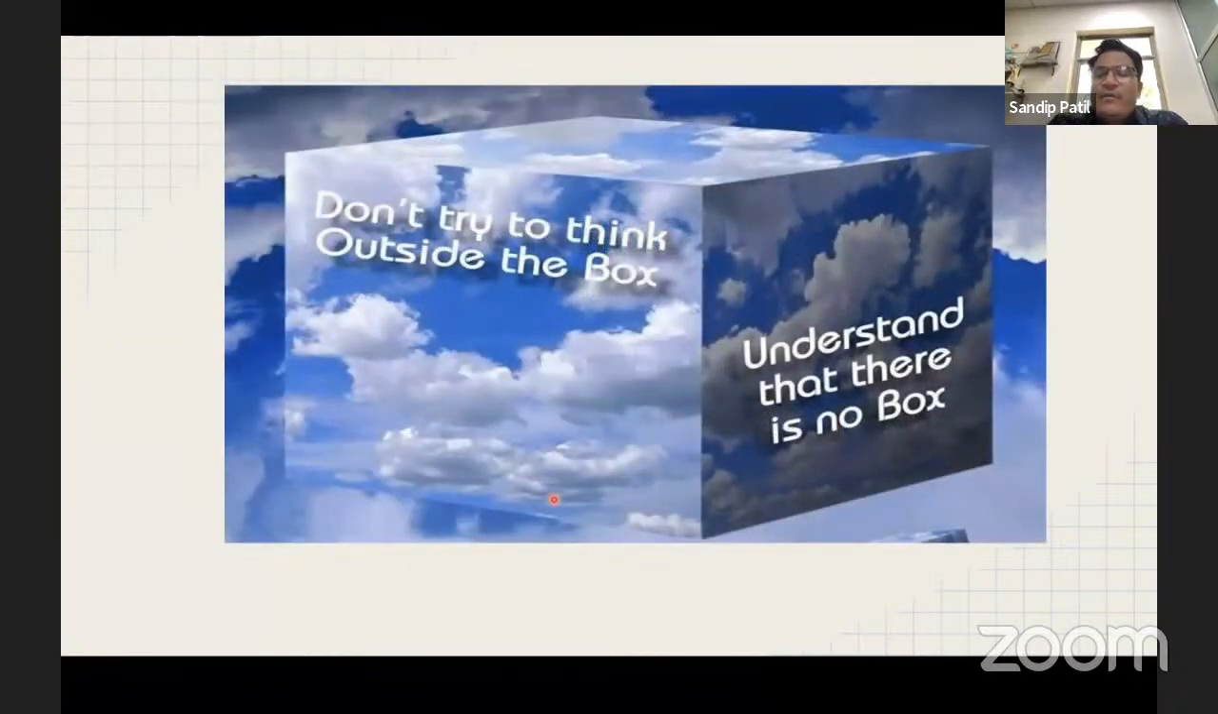We have always been taught to think out of the box. But in my opinion, understand there is no box. If you think out of the box, you are again creating one more boundary. But if you think there is no box, your thinking is limitless. Your imagination will be infinite. So whatever we are told, think out of the box, just think that there is no box, so you can think limitless.